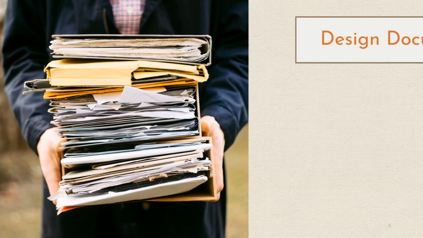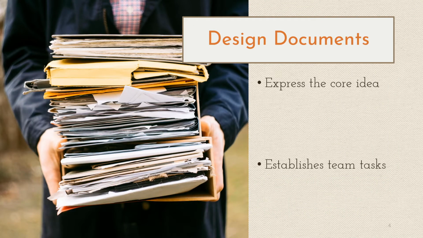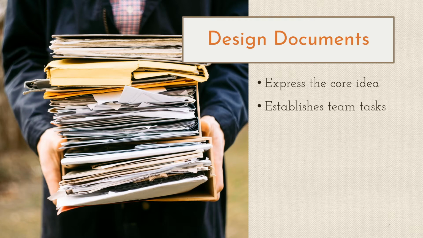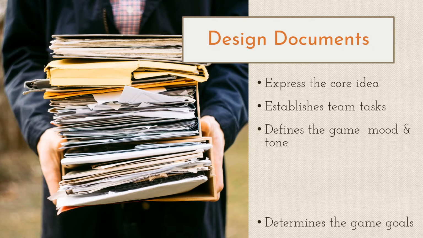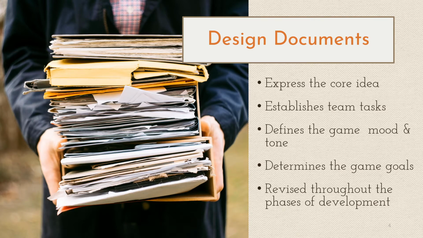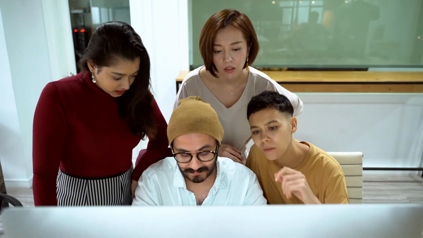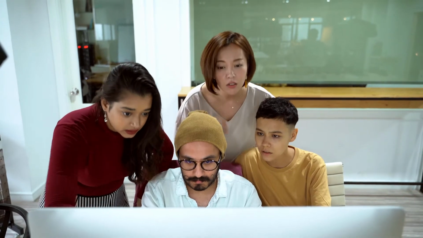The goal of the design document is to express the core idea of the game, establish the core team and tasks, define the game mood and tone, determine the game goals, and is revised throughout the phases of development. As the design document is revised and expanded upon, it will be referred to as different titles, each of which is developed during different stages of the development process.